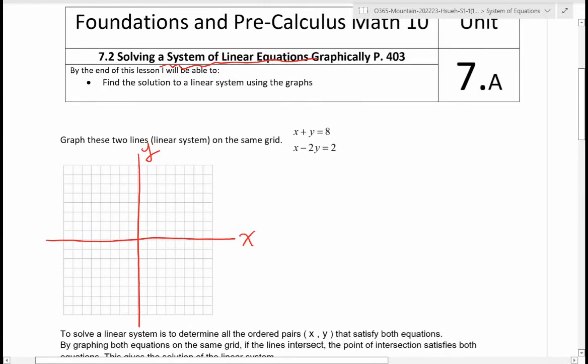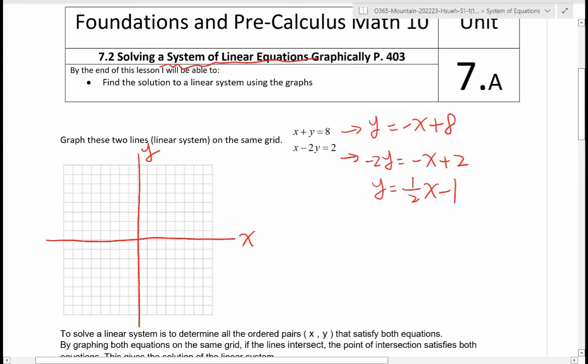Now, if I want to graph, I typically would like to turn these two equations into slope-intercept form. So that means I need to turn this into mx plus b. I'm going to move x to the right, so that's negative x plus 8. For this one, I'm doing the same thing: I'm going to move the x to the right, so that's negative x plus 2. But I do need to divide by negative 2 here to isolate for y. So negative x divided by negative 2 is now just positive x over 2. You can write that as 1 over 2x if you wanted to. It's the same thing, 1 over 2x or x over 2. And 2 divided by negative 2 is negative 1.